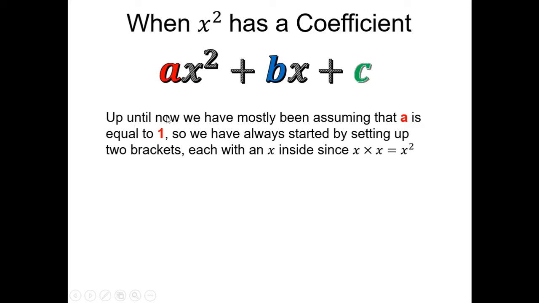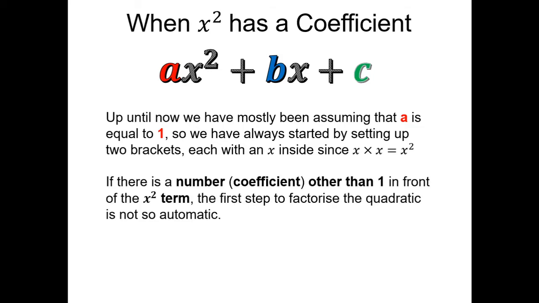Up until now, we have mostly been assuming that a is equal to 1. So when there's no number in front of the x squared, it's just 1x squared. And that's made it easier for us when factorizing, because we just set up our two sets of brackets and automatically put x in one bracket and x in the other bracket, because we know that x times x makes x squared. But now that we've got a number in front of the x squared, we can't do that anymore, because x times x will just be x squared, and where would our number come from? So things are going to get a bit more difficult.